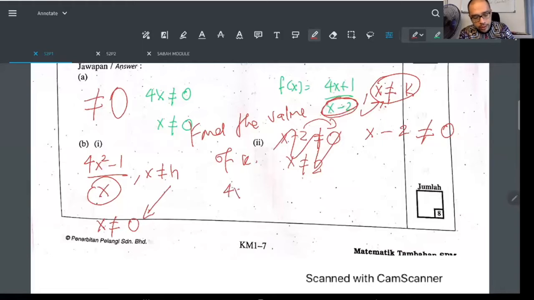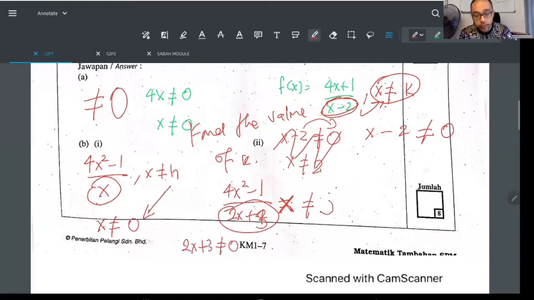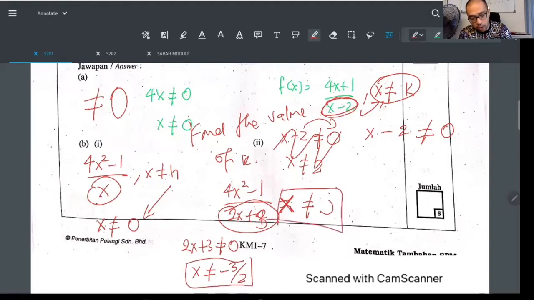Another one, 4x squared minus 1 over 2x plus 3. x cannot be equal to j, for example. Same thing. Find the value of j. 2x plus 3 cannot be the same as 0. You always start with that. 2x plus 3 cannot be the same as 0. Then you move across. You will get x cannot be equal to negative 3 over 2. And when you compare this and this, you can conclude that j is negative 3 over 2.